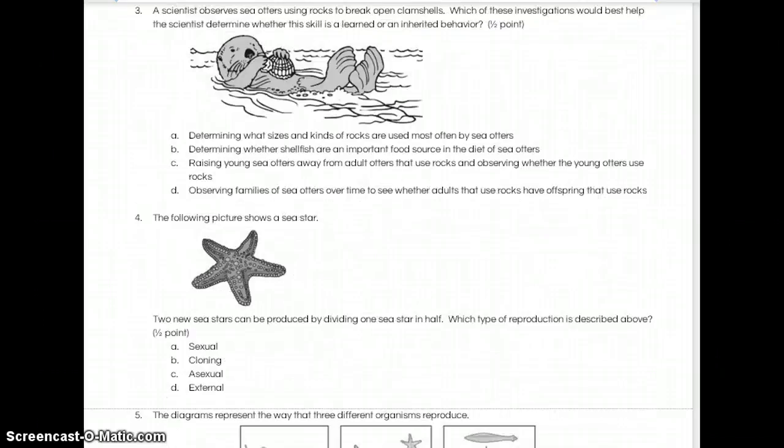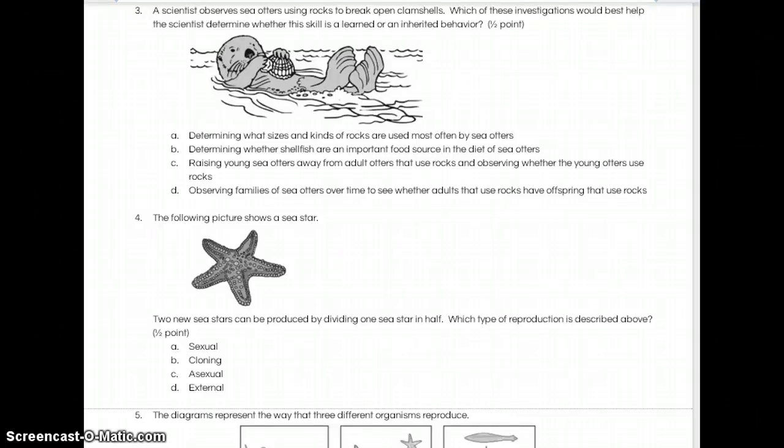Number 3. A scientist observes sea otters using rocks to break open clamshells. Which of these investigations would best help the scientist determine whether this skill is a learned or an inherited behavior?